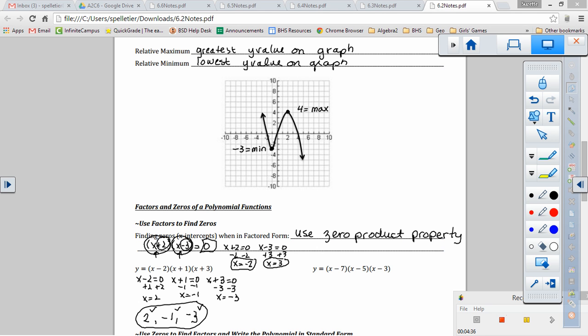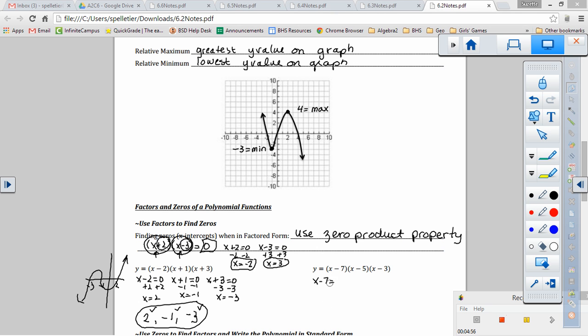That means that this is a cubic, and it's crossing at 2, -1, and -3. So it's going to be something like that, right, if we wanted to try to sketch it. So again, let's find the roots here.